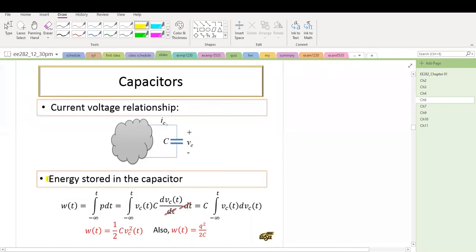What is the energy stored in the capacitor? Energy is the integral of the power, so we integrate from minus infinity to time t. This is a misuse of the notation, but if there's no confusion, that's okay. We need to pay attention here: this is a function of time. Plug in the power, and we do the integral from minus infinity to time t. After some math manipulation, the energy stored in the capacitor equals one half C v_C squared.